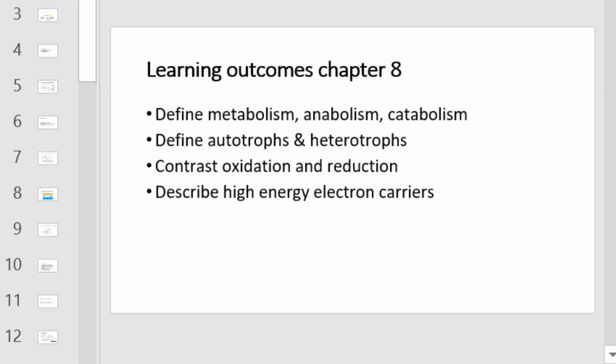Learning outcomes for Chapter 8 are listed below and include defining metabolism, anabolism, and catabolism, defining autotrophs and heterotrophs, comparing and contrasting oxidation and reduction, and being able to describe high-energy electron carriers.